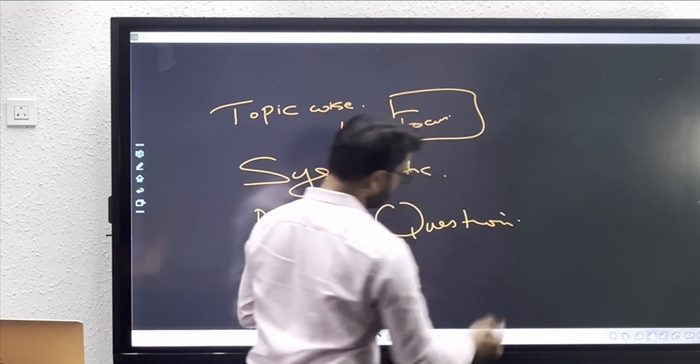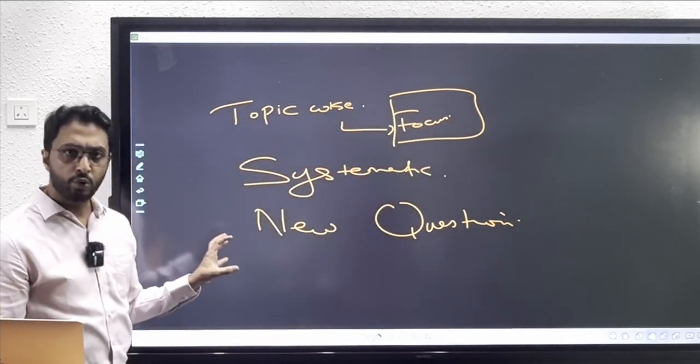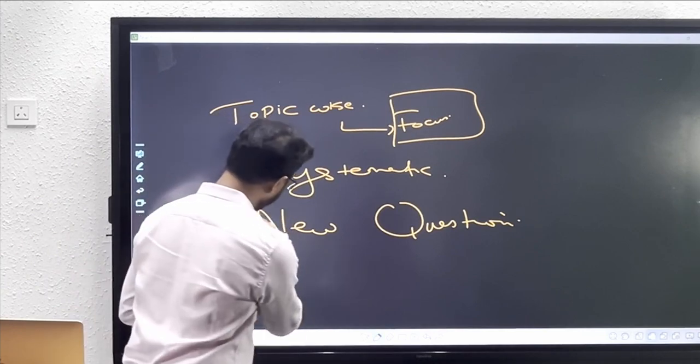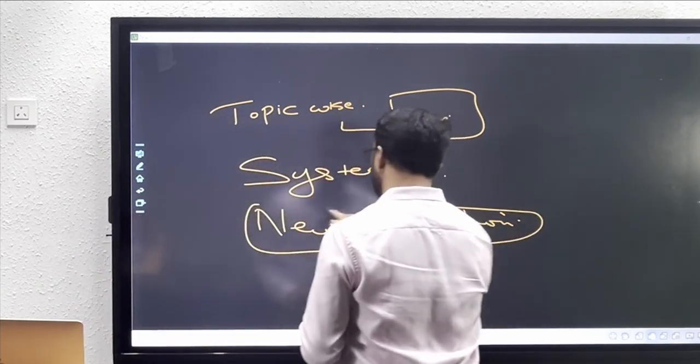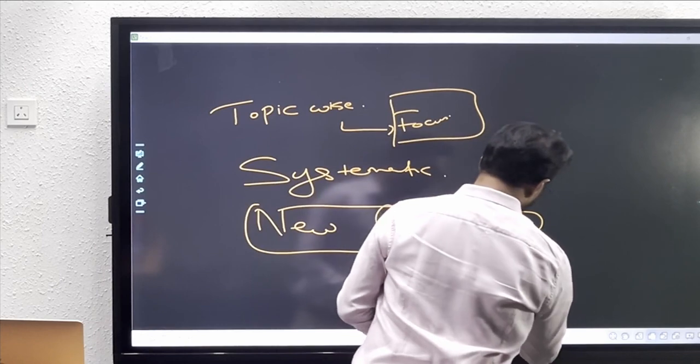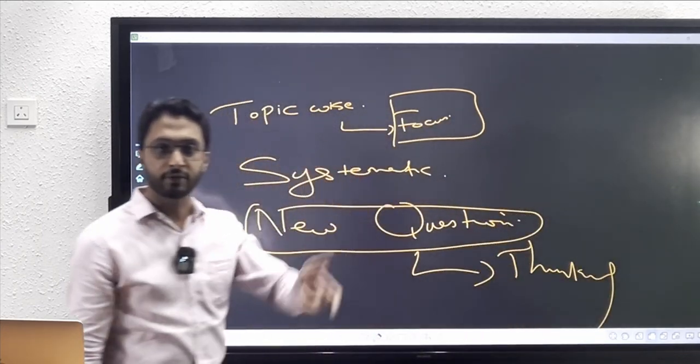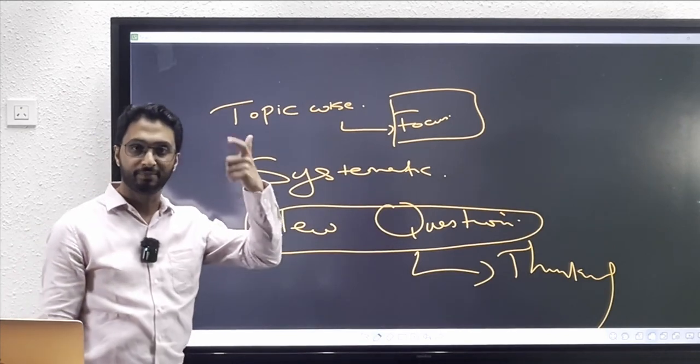Isn't it? You solved questions in your dental pulse. But then you understood where to focus on. But now you have to solve new questions so that your brain starts thinking at this stage. Your thinking process in your brain starts happening.